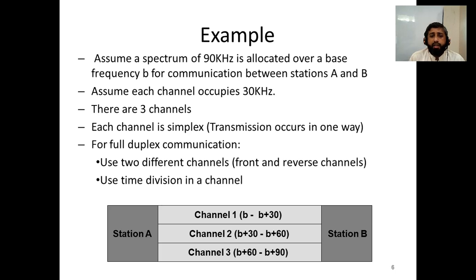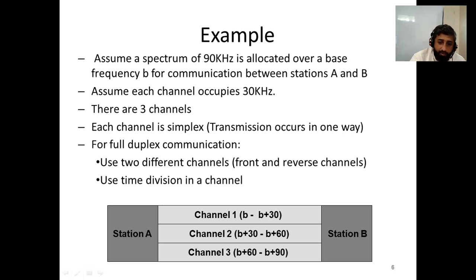and we assume that each channel that we are using is actually of 30 kilohertz, and since the total bandwidth is 90 kilohertz and we need a channel of 30 kilohertz for each transmission, that means we can have at most 3 channels that can transmit signals in parallel.